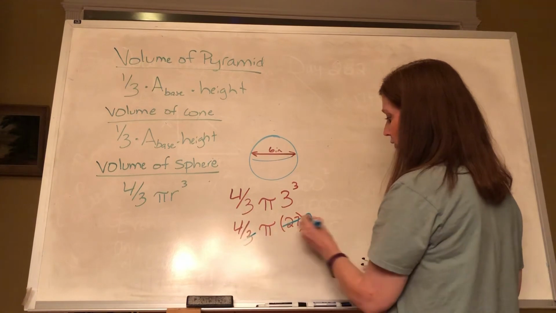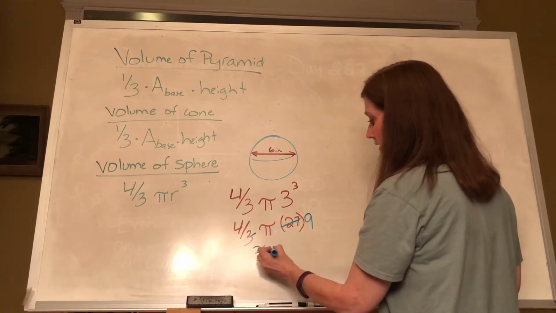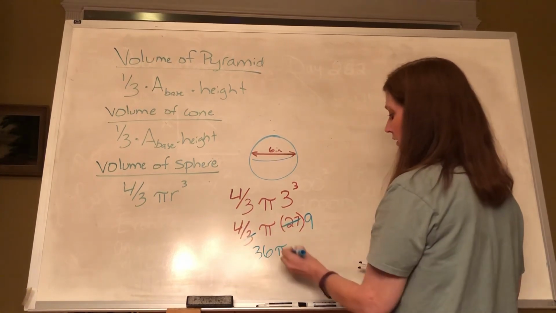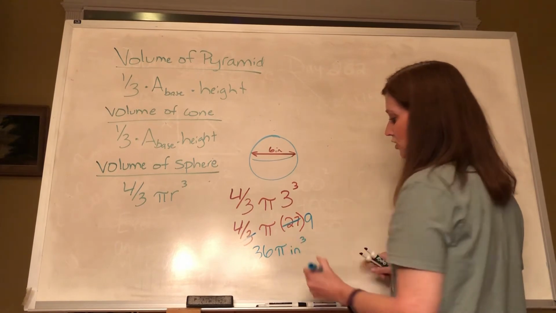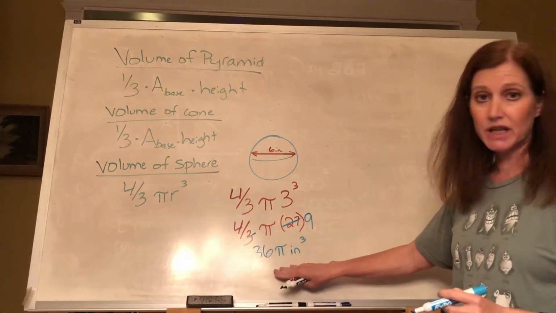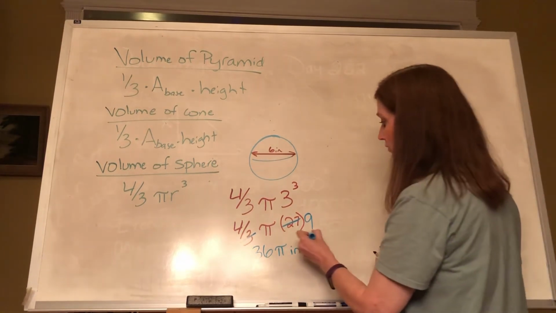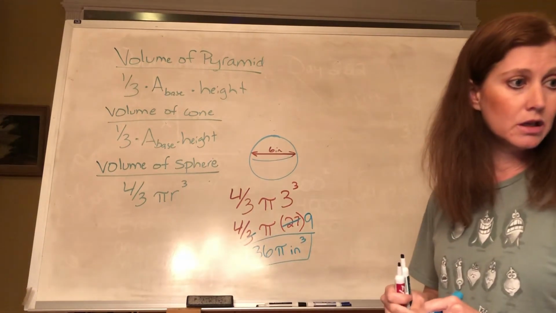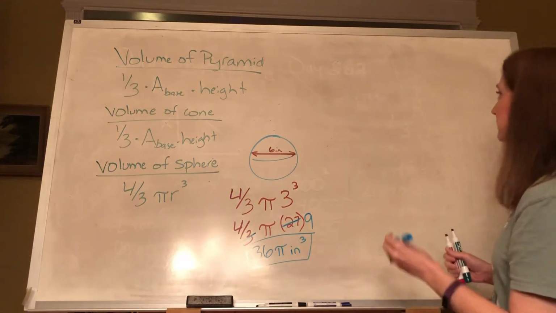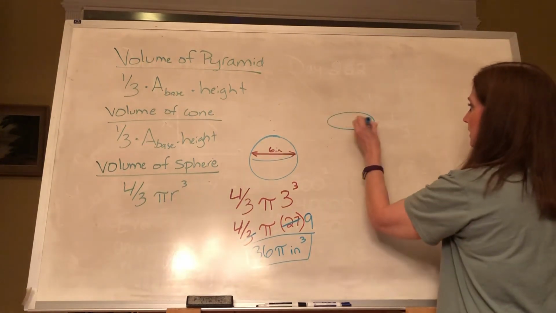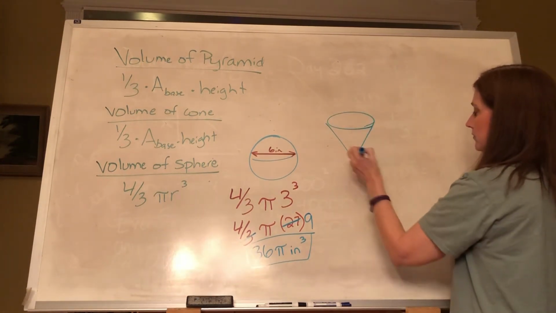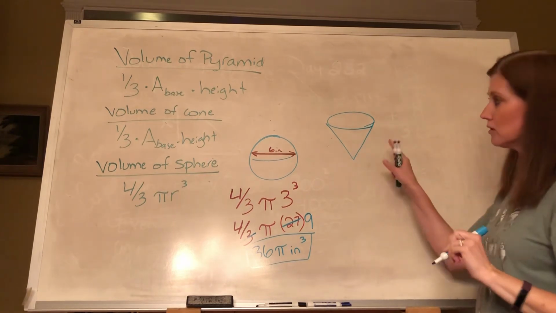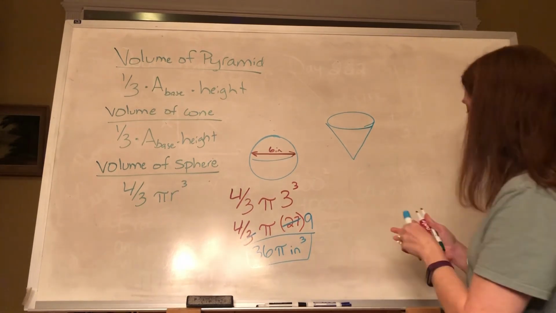So we have 4/3 pi times 27, and then 3 goes into 27 9 times. So I've got 4 times 9, 36 pi inches cubed. All right, can leave it like that. That's our volume of the sphere. All right, if we had a cone, okay, so we've got our cone shape here.